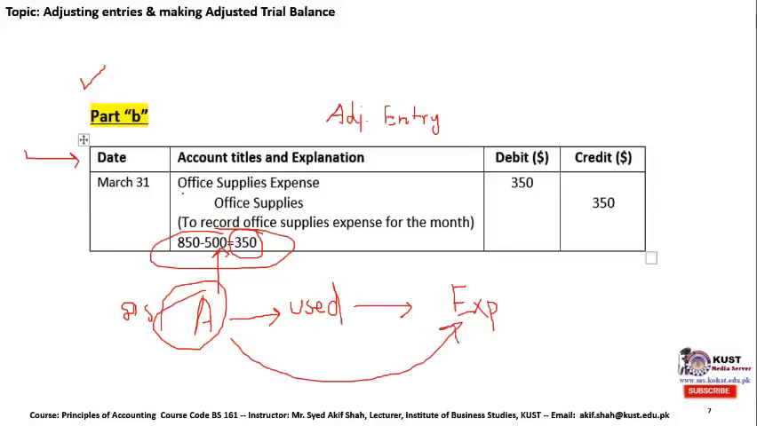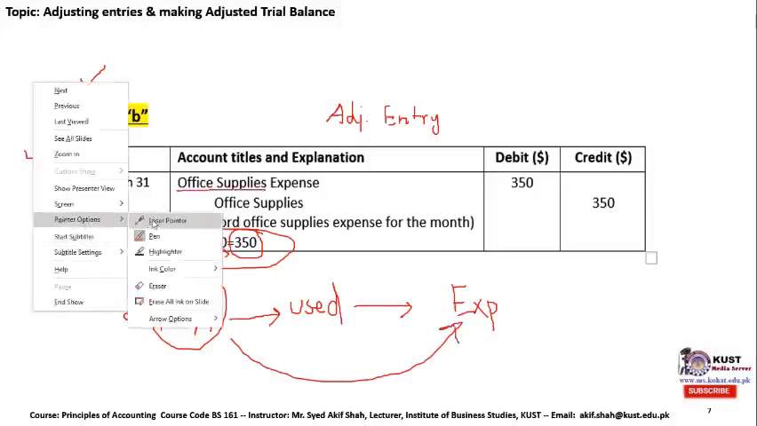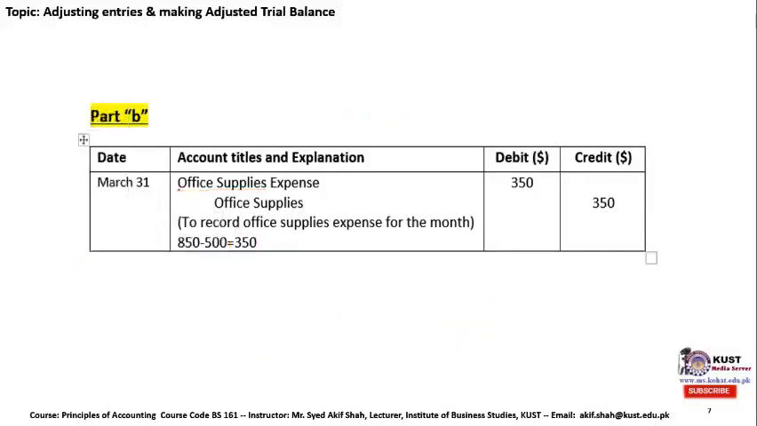So previously the title of the asset was office supplies. Let me remove the ink to have a clear vision and explanation of this adjusting entry. This was the title of our asset, office supplies. However, $350 has been used in the month of March 2001. So therefore, we have to insert an expense title or word with this asset title, and now the office supplies expense as a whole shall be treated as the company's expense title, not an asset title.